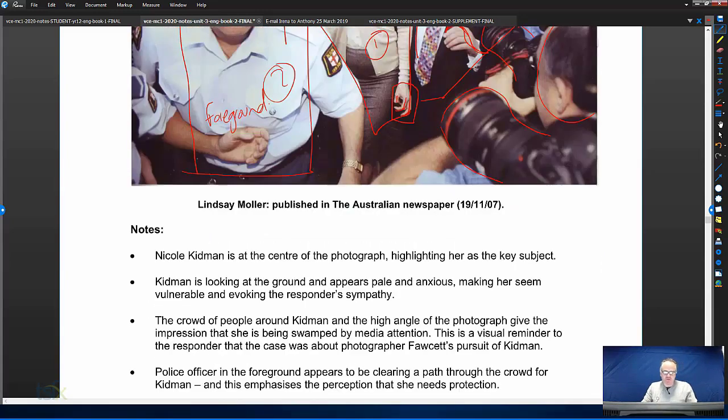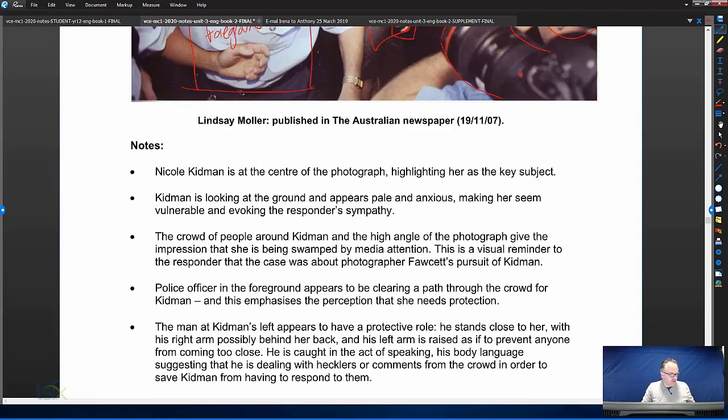All right, so that's all represented on the bottom of that page.